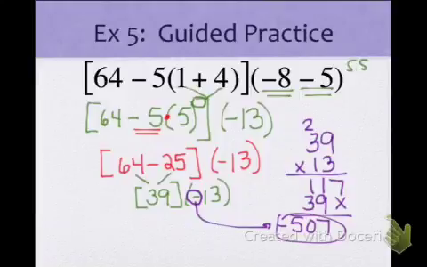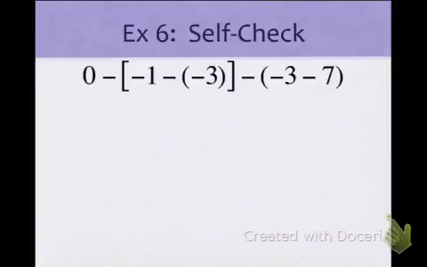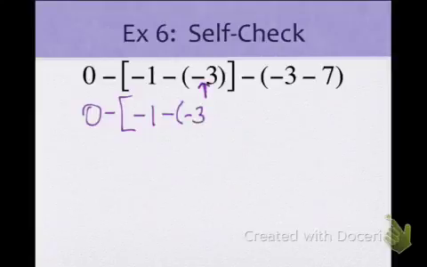So in the next example that we see, what we're going to do is to self-check it. Pause your video right now, try the problem, then compare it with my answers. Here we go. What we have to do is get one number in the parenthesis. This first one is all set, so I'm just going to keep it as is.